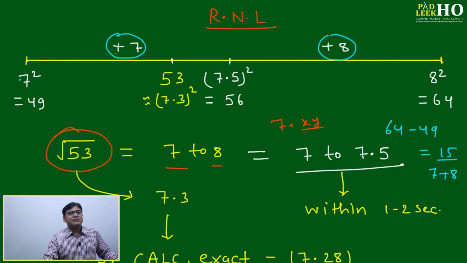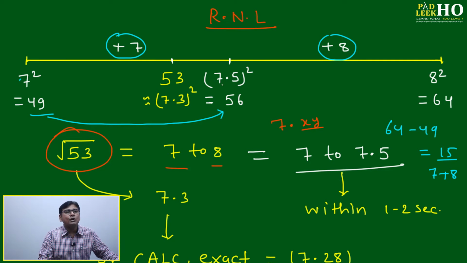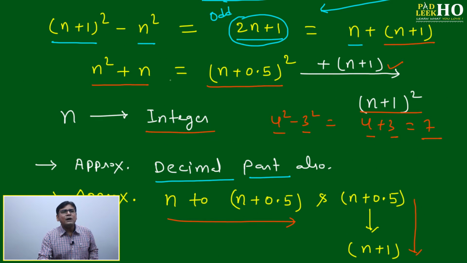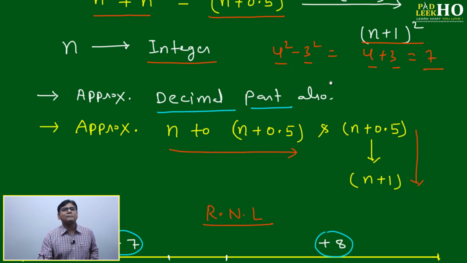Like 7 square plus 7, it will become 49 plus 7, which is 56. Then this will always be equal to 7.5 square. The same thing we have understood from this here: n square plus n is (n plus 0.5) square. Again, if you are adding n plus 1, it will become (n plus 1) square.